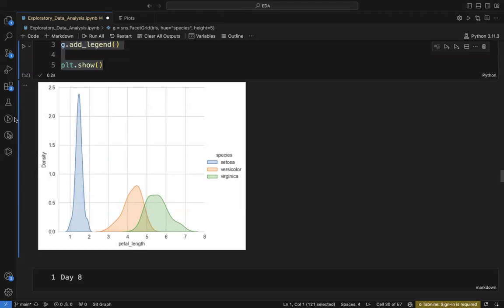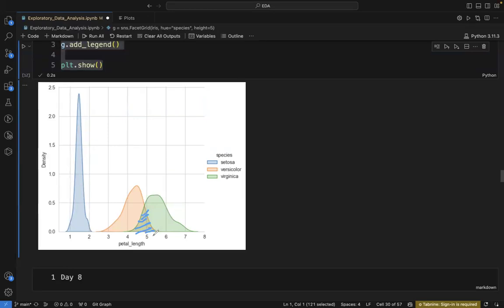The second thing that you will notice here is there is some overlap between versicolor and virginica. This is the reason of overlap. This is a small overlap. This is the second thing. Because the overlap is only this much, we can't run away from it.